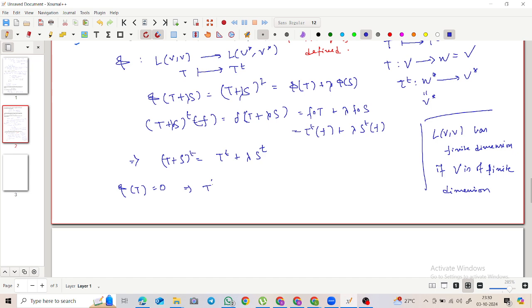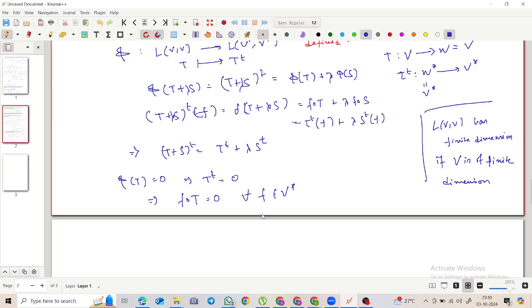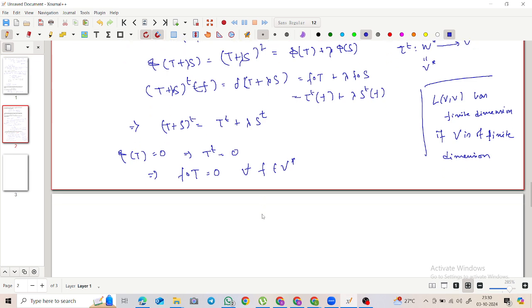That is, T transpose is 0. It implies f composed with T is 0 for all f belonging to V star. So our claim is T should be 0.